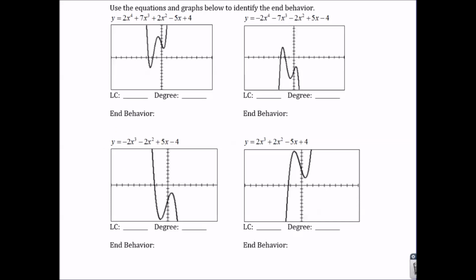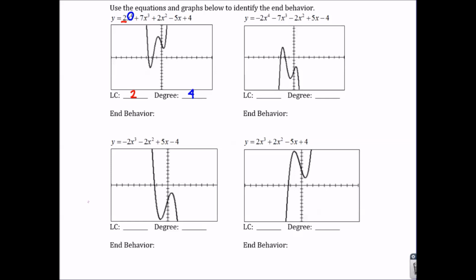So here we have four equations and their graphs. We're going to take a look at their leading coefficient, their degree, and their end behavior, and try to come up with a general set of rules. So for the first equation, our leading coefficient is 2. We're going to abbreviate leading coefficient as LC. The degree is 4.